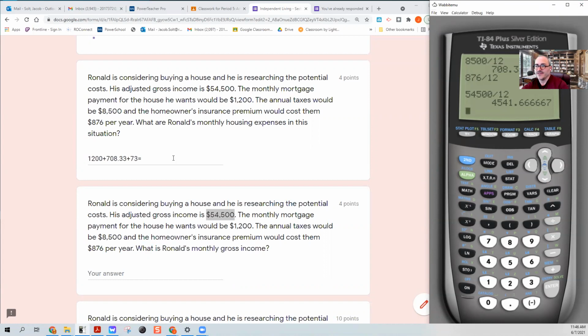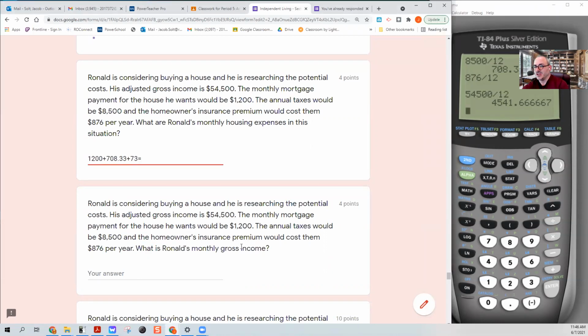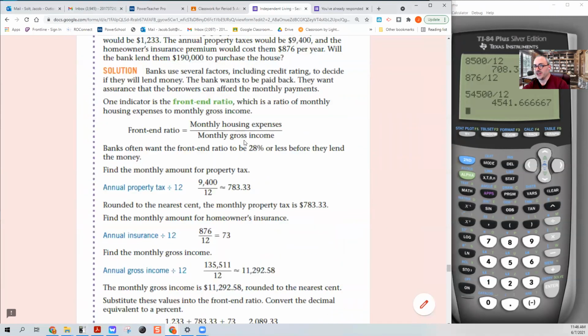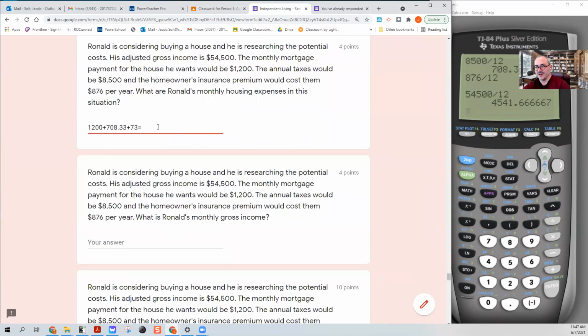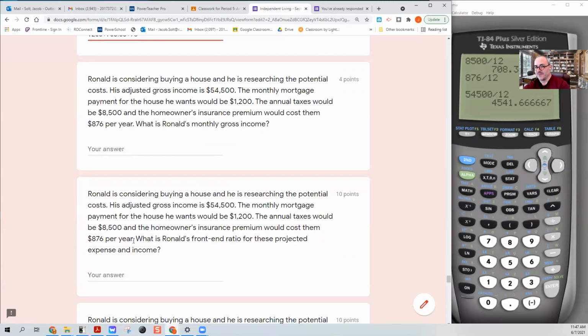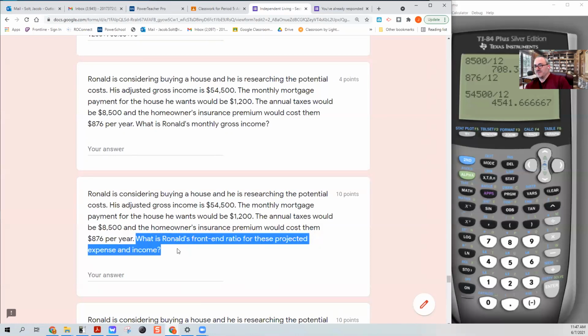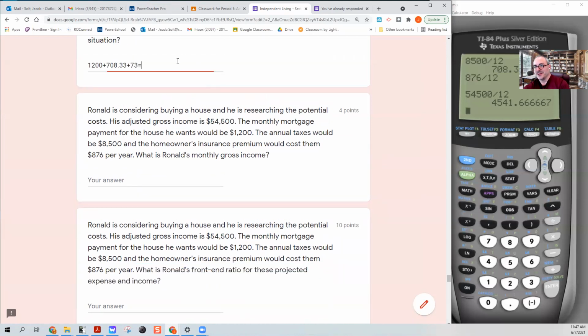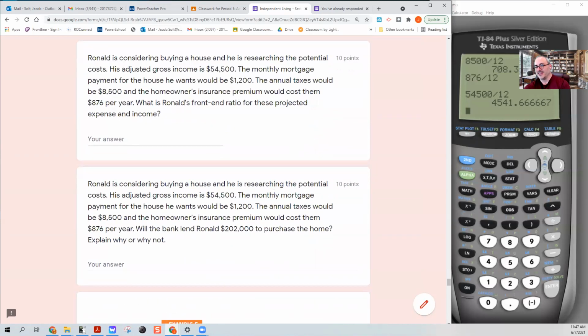All right, so now you have the monthly expenses, you have the gross income. Remember what the front end ratio is? The front end ratio is monthly housing expenses divided by monthly gross income. So you take your answer from here, you take this one, divide it by this number here, and what will we find? We'll find the front end ratio for these projected expenses and income. So this third question, a 10-pointer, you'll take your total housing expenses divided by the monthly income, and you'll get the front end ratio.